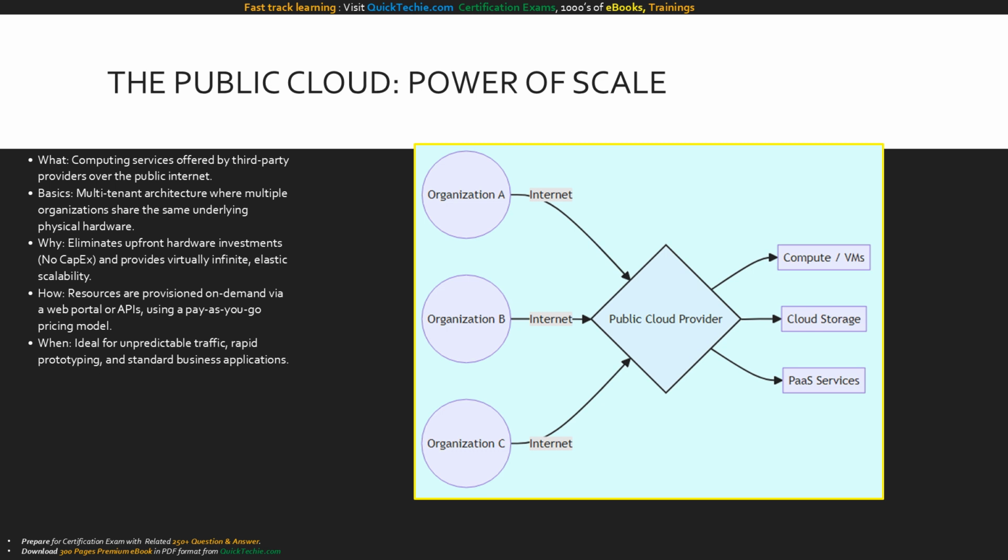When should you use this? It is the absolute gold standard for applications with unpredictable traffic patterns, rapid prototyping where you want to fail fast, and general enterprise applications that don't require custom, dedicated hardware.